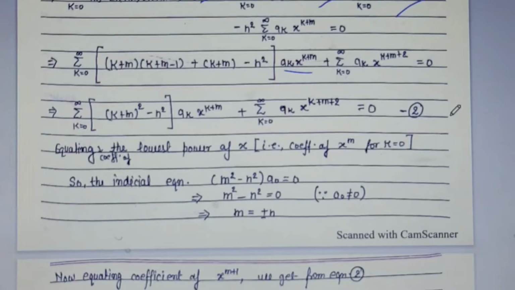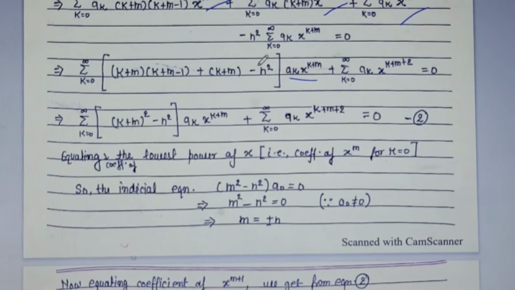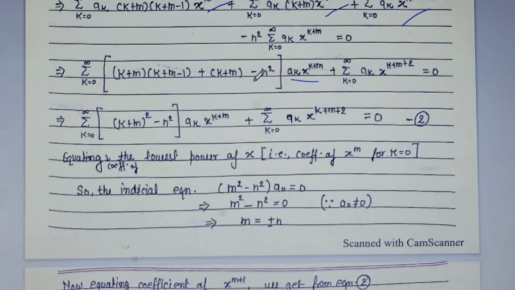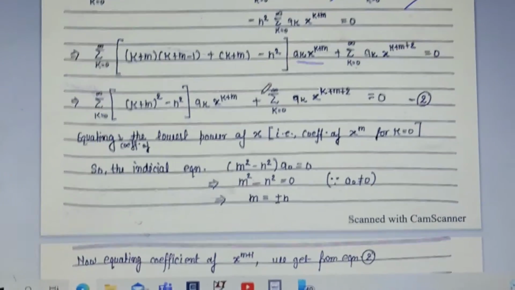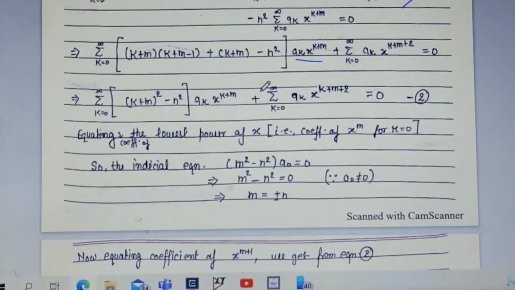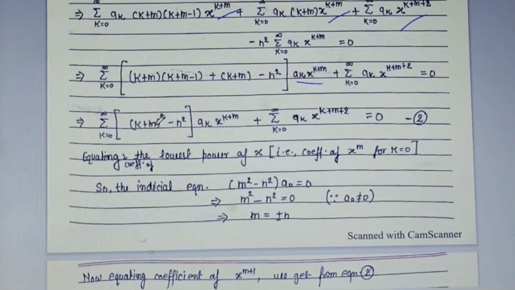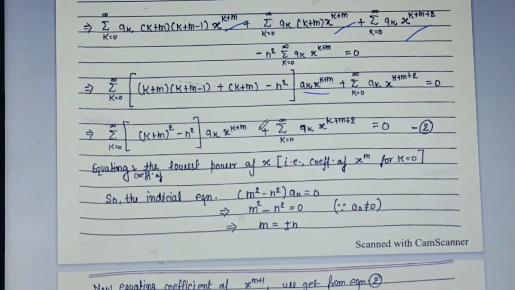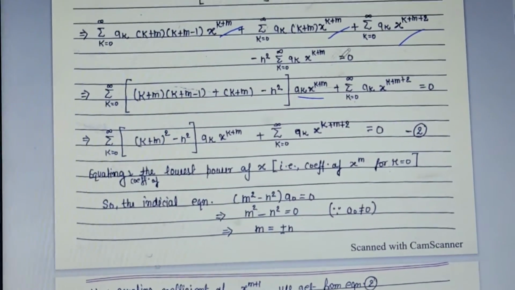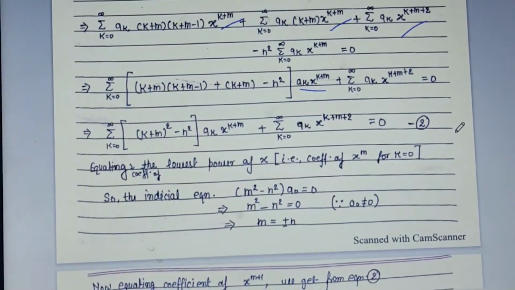Right? Okay. After that, we have it in this form. Now on opening up the brackets and doing the needful, we'll get (k plus m) the whole square minus n square into a_k x to the power k plus m, plus this term remains as it is, equal to 0. This will form our second equation.